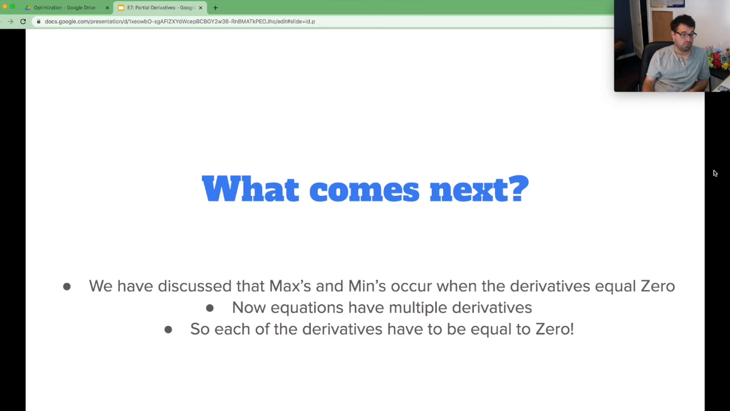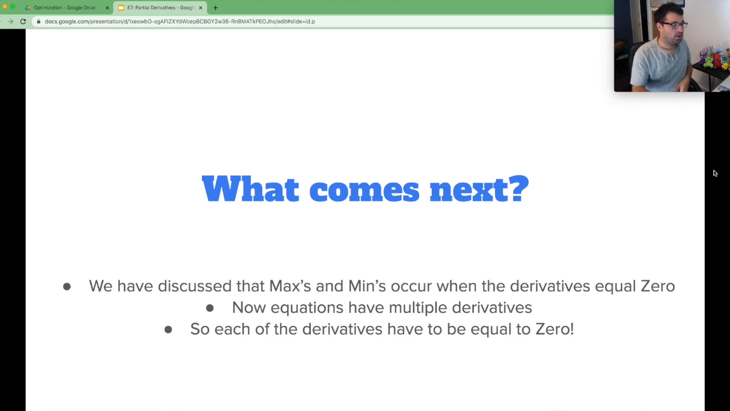So what comes next? We've now discussed that maxes and mins occur when we have derivatives that are equal to 0. Now we're working with multivariable, so we're working with equations that have multiple derivatives. So we need to take the first part. Take the fact that slopes equal 0 gave us our critical points. Now we have multiple equations. We have to set each of those equations equal to 0 to figure out what those optimal critical points are.